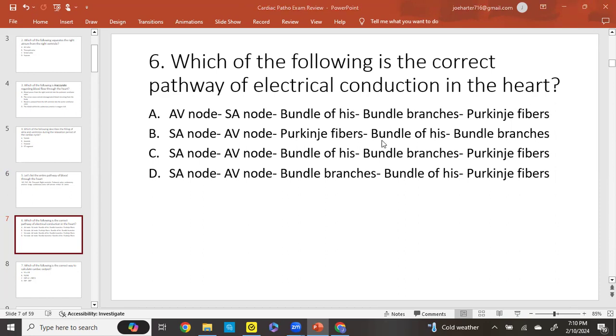Yeah, we go SA. I think Jen said, think S as in starts, and then AV node. Then we go to the bundle of His. Those branch off into bundle branches. And then lastly, it terminates in the Purkinje fibers, which go down to our ventricles.